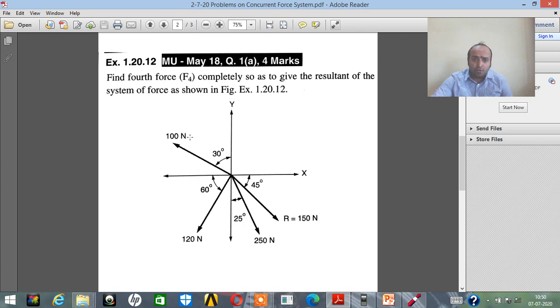Now, apart from the fourth force, what are the three forces? This is 100 Newton, this 120 Newton and this 250 Newton. Then you would be worried, what is this force R? This is nothing but the resultant. Resultant force R is equal to 150 Newton acting at an angle of 45 degrees with the positive x-axis in fourth quadrant. So now friends, these three forces are given. We are supposed to find out the fourth component of the force, of which we are getting this as the resultant force. So let us go to the problem now.